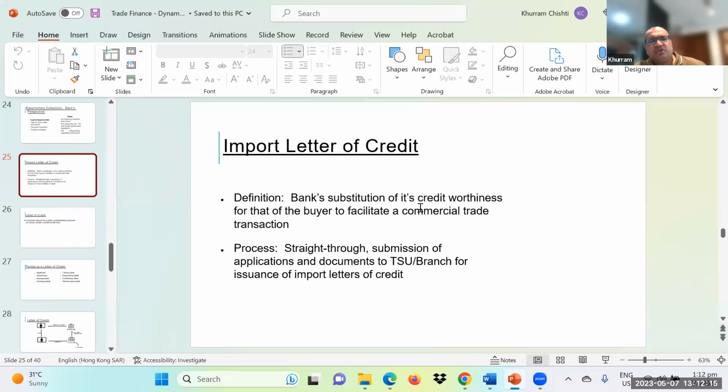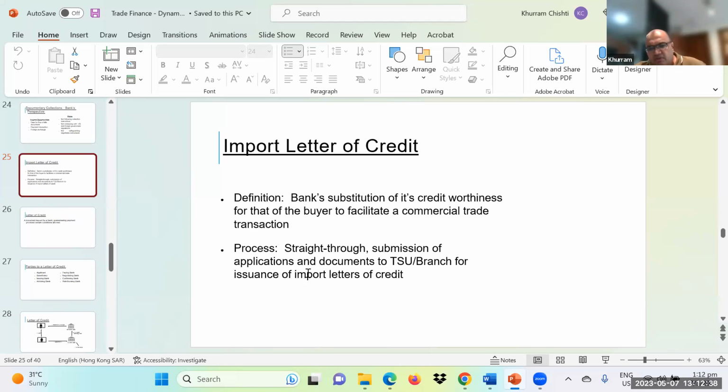Definition. Bank substitution of its credit worthiness for that of a buyer to facilitate a commercial trade transaction. Let's read it again. Bank's substitution of its credit worthiness. NBF has endorsed, NBF has stamped, and NBF has signed for that of the buyer, Almaya Supermarket, that we are taking risk on Almaya, that we will facilitate a commercial transaction, we'll buy rights.